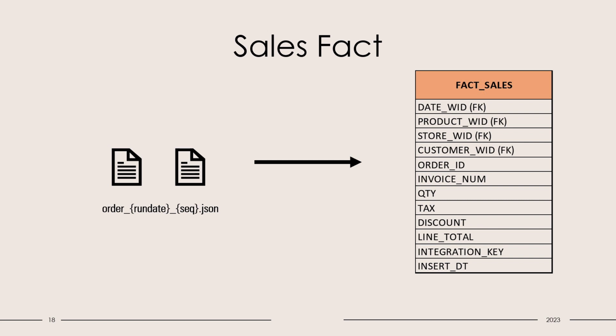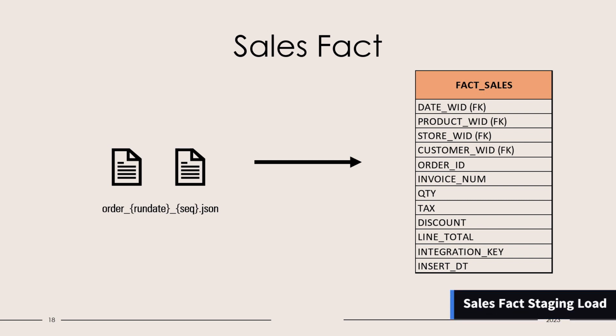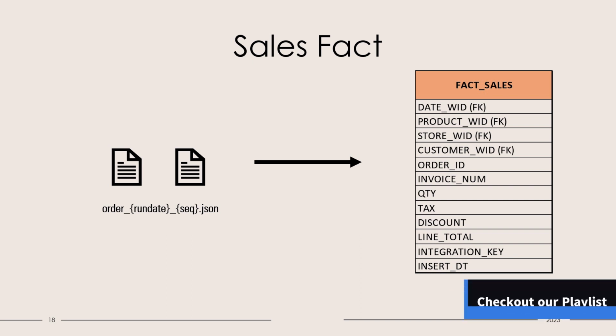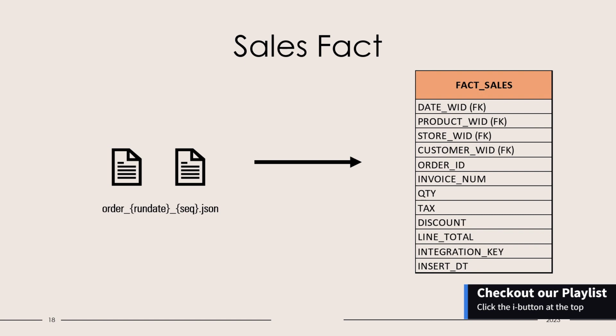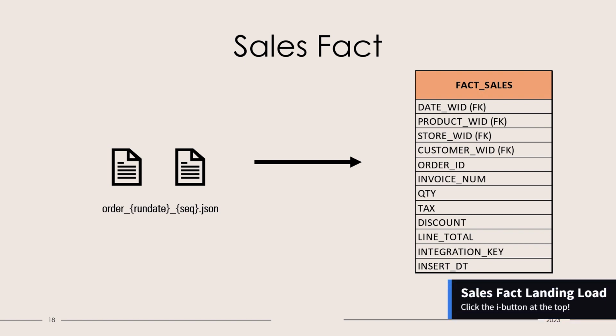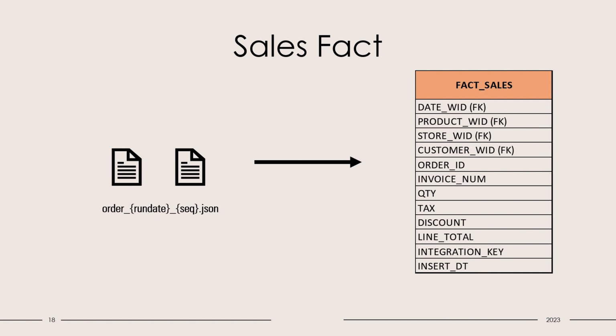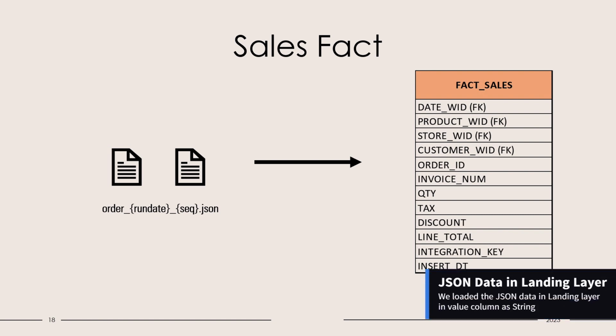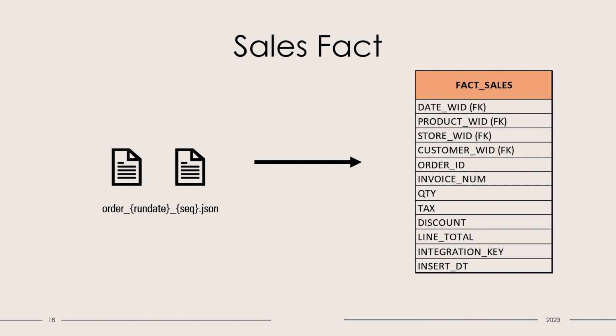Hello and welcome back. Today we are going to load the sales staging layer of our data load. In the last video, we completed the data load for our landing layer. If you have not seen that video, I'd recommend you go back and watch it first. We have our data in the value column of our landing layer. Today we will expand that data and load the corresponding columns in the staging layer.